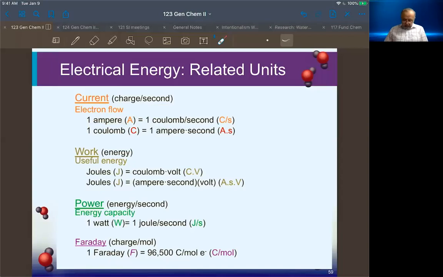So what is that? If we have an electron flow, we can calculate how much current is going through by taking the charge and dividing it by the time. So charge divided by time is equal to current.